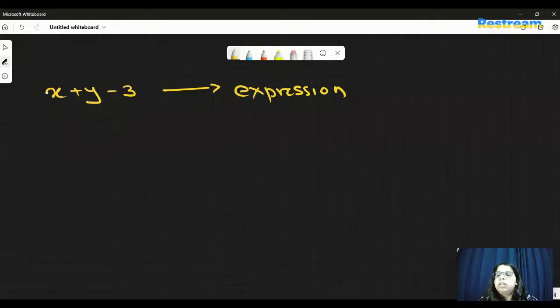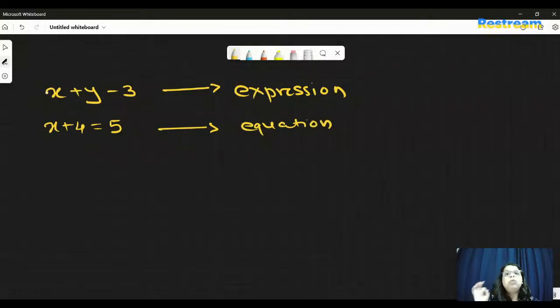So today we are going to start with how to build an algebraic expression. So what is an algebraic expression? There are two types: algebraic equation and algebraic expression. Anything that doesn't have an equal to sign but has algebraic terms in it is called an algebraic expression. So let's say I have x plus y minus 3. Now this is an expression. Why? Because there is no equal to sign in this. But if I have x plus 4 equal to 5, now this is an equation.